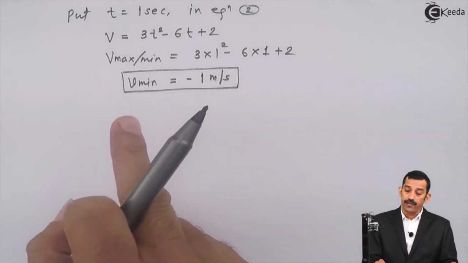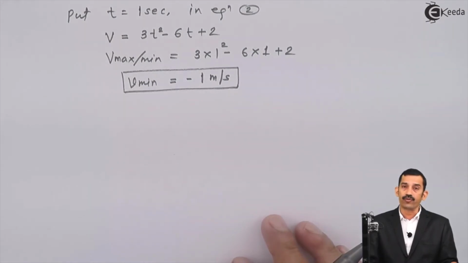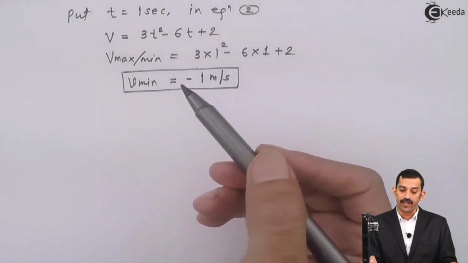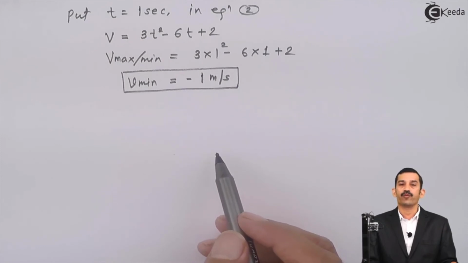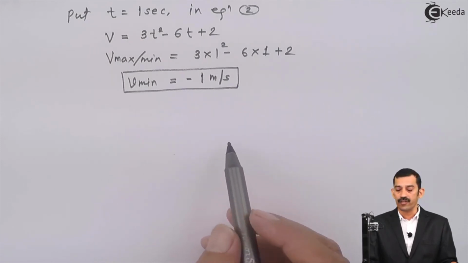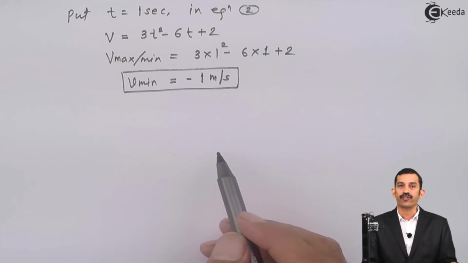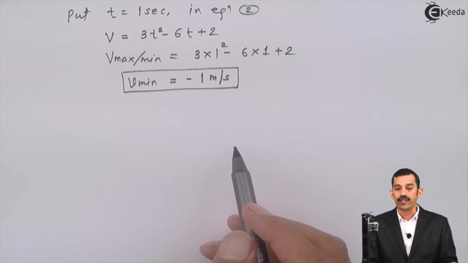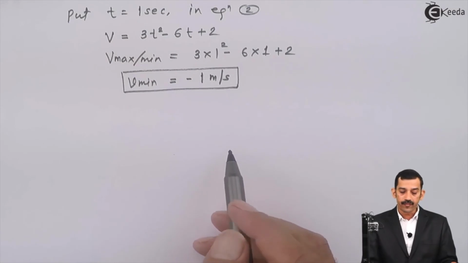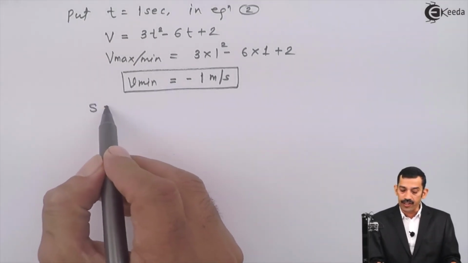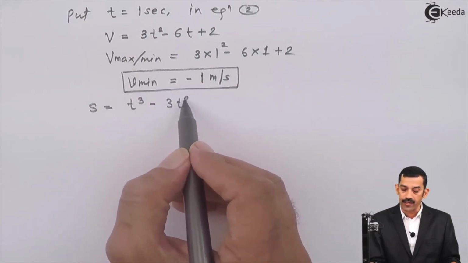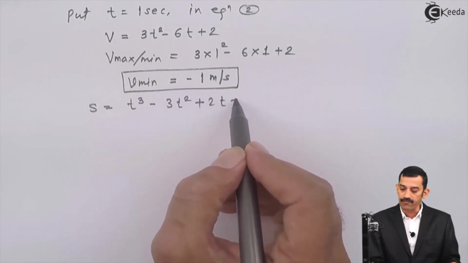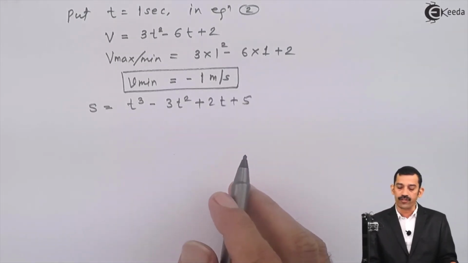Now, where velocity is minimum or maximum, you have to find the corresponding displacement. The minimum velocity is at 1 second, and motion starts at 0 second. To find the corresponding displacement, you have to find the position at 0 second and the position at 1 second. The equation of position is t³ - 3t² + 2t + 5. This is the equation of position, equation number 1.